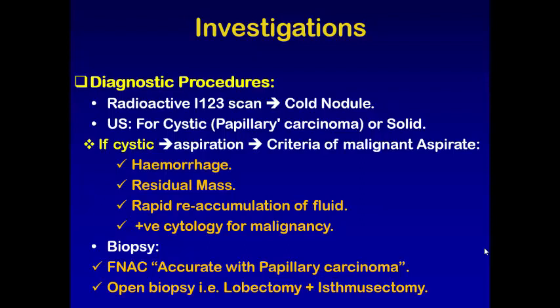The criteria of malignant aspirate: when it is blood stained, when there is residual mass or rapid reaccumulation of fluid, and when there is positive cytology for malignancy. Also, in the diagnostic procedures, biopsy. Either the commonly used fine needle aspiration cytology, which as we said is accurate with papillary carcinoma, or open biopsy. Take part of the thyroid gland, like isthmusectomy or lobectomy and isthmusectomy.